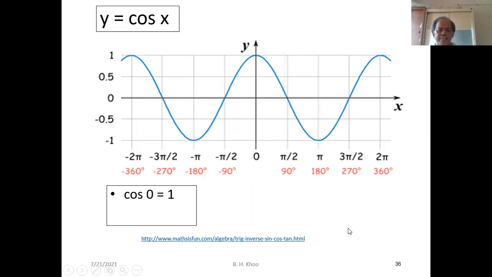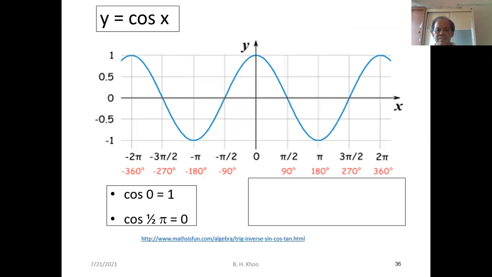Right? Cos 0 is 1, cos 90 is 0, cos 180 is minus 1. Right? So in this case, your amplitude, your A is 1. Okay.